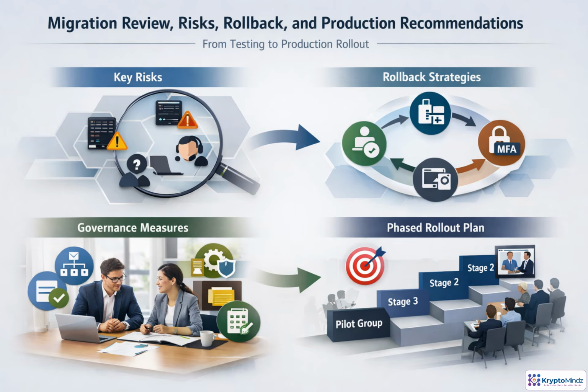The final migration review turns sandbox evidence into a controlled production plan. Capture the real risks, define rollback paths before changes go live, and assign governance ownership for policies, roles, and operations. Roll out in phases: pilot, measure, approve, expand. At each gate, confirm readiness, support capacity, user communication, and a safe path back.